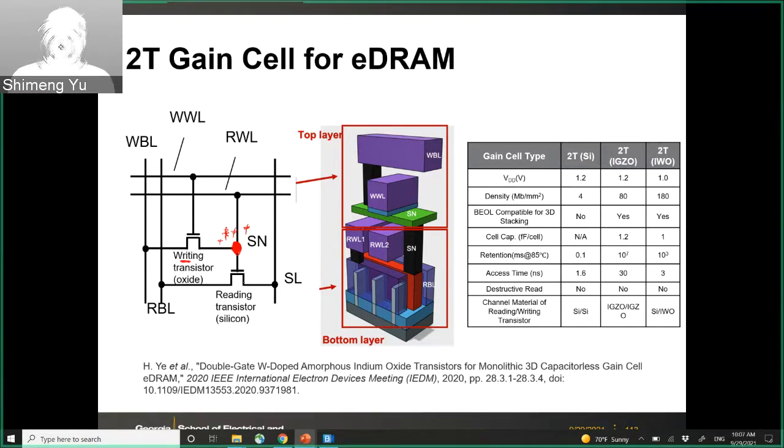And then this can effectively turn on the reading transistor if you inject the charges from the writing transistor to the storage node, because the storage node is the gate cap of the reading transistor. So if you have charges on this cap, then the threshold voltage of this reading transistor will be lowered. It's like you apply a positive voltage on the reading transistor, so you can have a larger readout current.